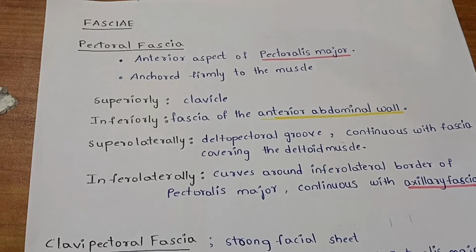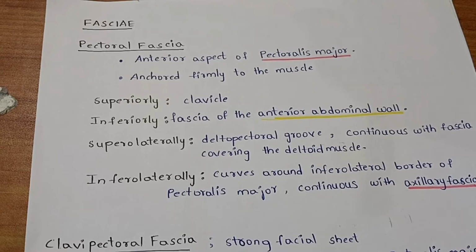So, the pectoral fascia is a fascia present in the anterior aspect of pectoralis major. Pectoralis major we have discussed in the last class. And it is firmly attached, firmly adhered, anchored to the pectoralis major.